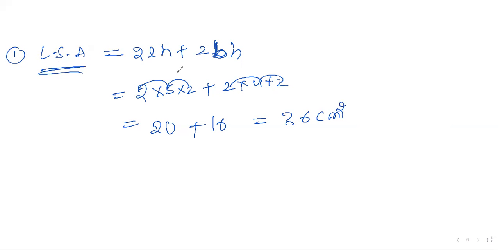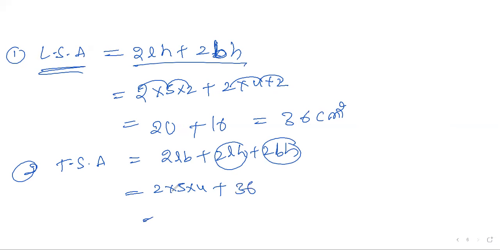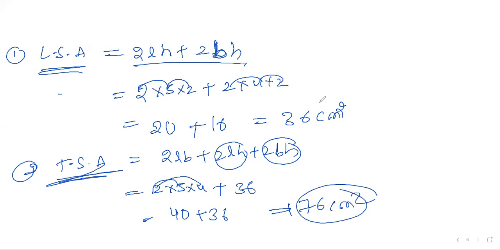This is the lateral surface area. Now the second one, TSA. What's the TSA? 2 LB plus 2 LH plus 2 BH. Now let us substitute 2 into 5 into 4. 2 LH plus 2 BH we already finished, the answer is 36. So 5 twos are 10, 10 fours are 40. 40 plus 36, how much? 76 centimeters square. This is the total surface area. The other is the lateral surface area. Now it's clear.